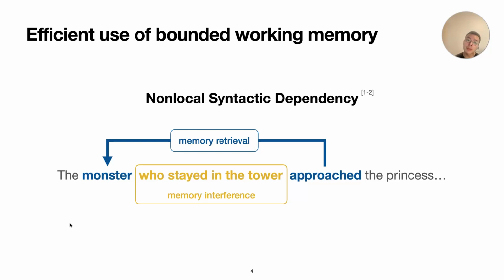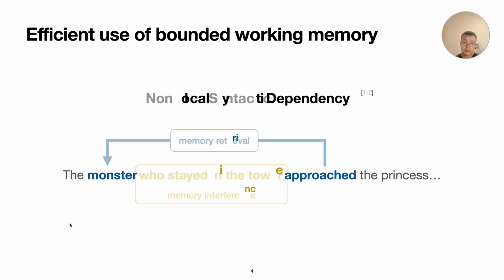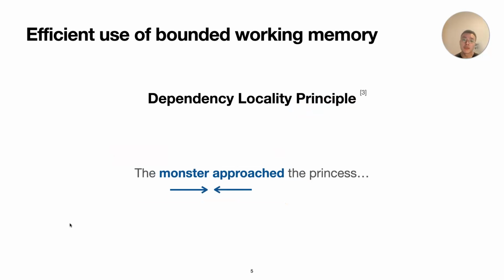Intervening materials between the matrix subject and the main verb can create memory interference that may distract memory retrieval. And you can imagine the retrieval can be increasingly difficult when there are more and more intervening materials. This limitation of working memory capacity exerts an evolutionary pressure on the structure of language. Therefore, the dependency locality principle holds that human language should be structured in a way that puts the subparts of a dependency closer to each other. And this could help us to reduce the amount of non-local retrieval and to avoid memory interference.